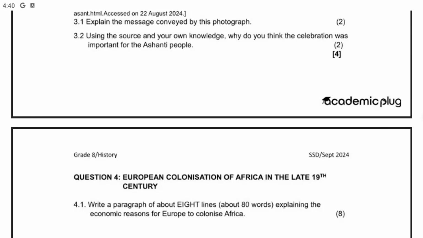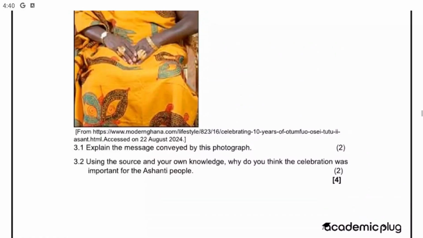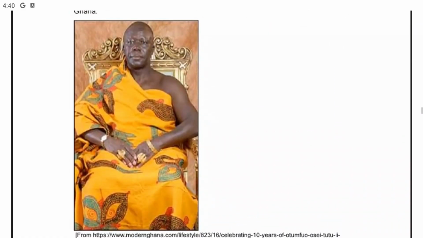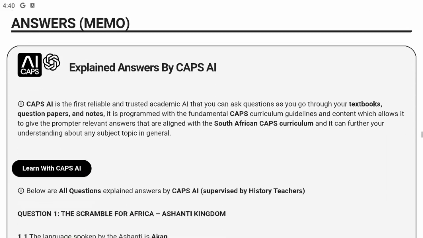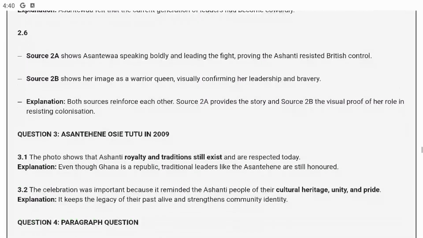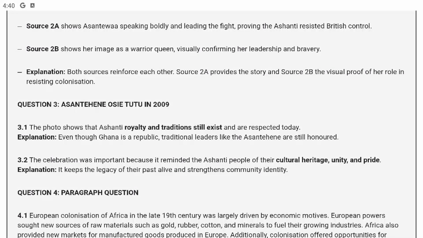3.1. Explain the message conveyed by this photograph. There it is, right? So let's see the answer. The photo shows that Ashanti royalty and tradition still exist and are respected today, even though Ghana is a republic. Traditional leaders like the Asante Hene are still honored.